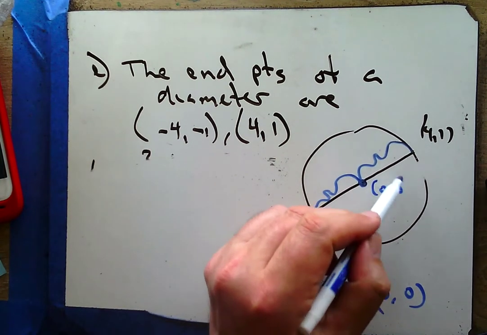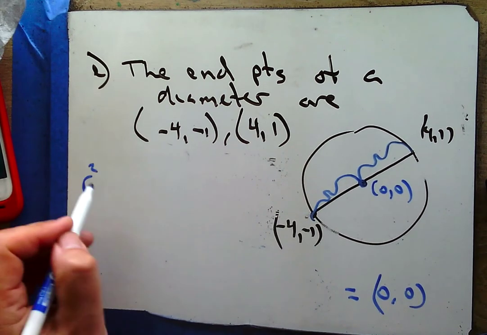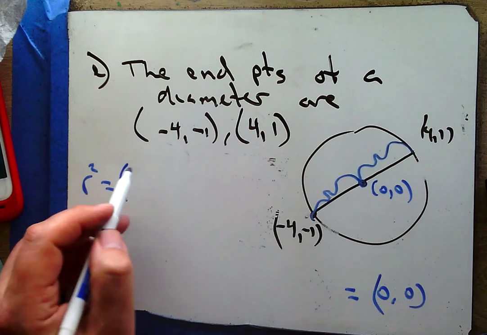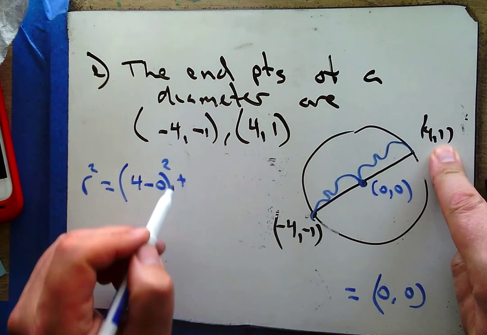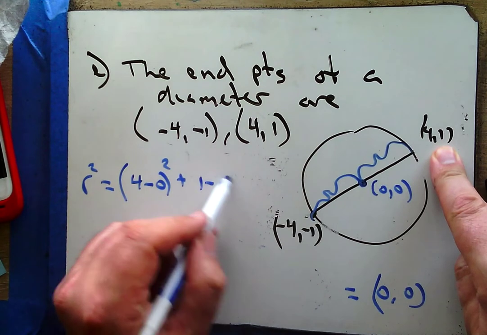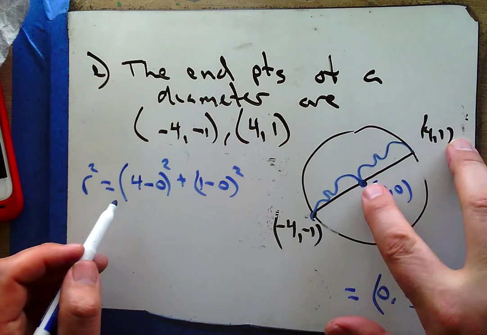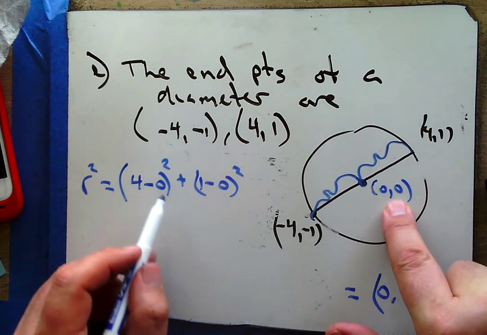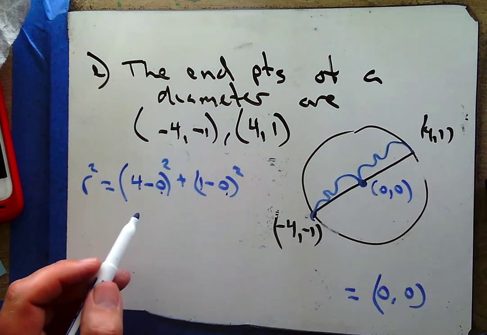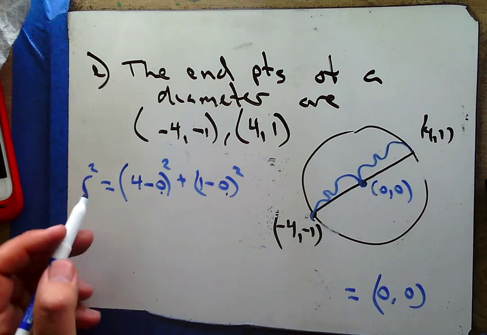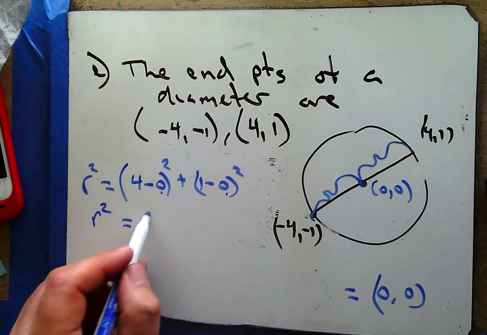Okay, so I know that radius squared will be (4 - 0)² + (1 - 0)². I'm just using the equation of the circle with these two points. This goes in for h and k because it's my center, and this goes in for x and y, any point on the circle. And so I end up with r² = 16 + 1, which is 17.